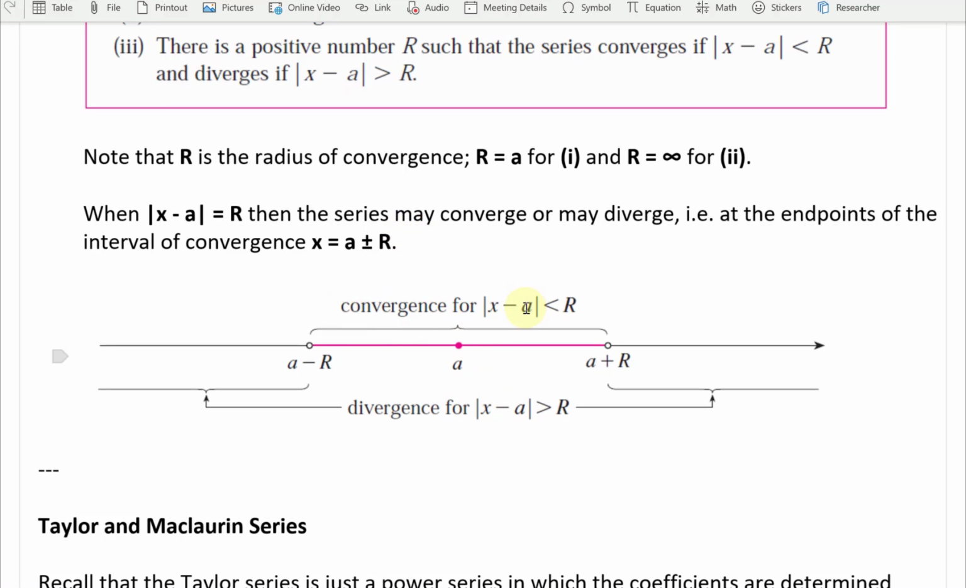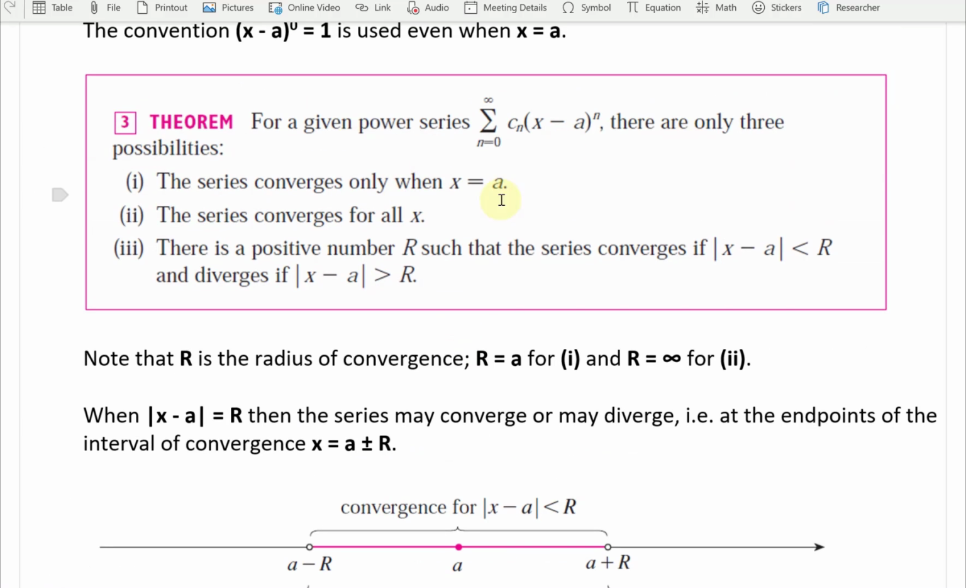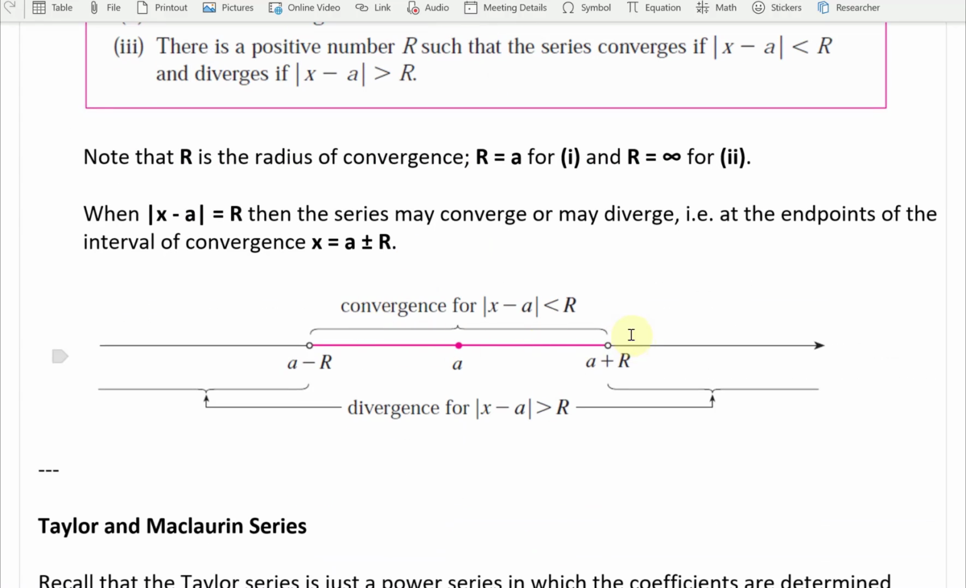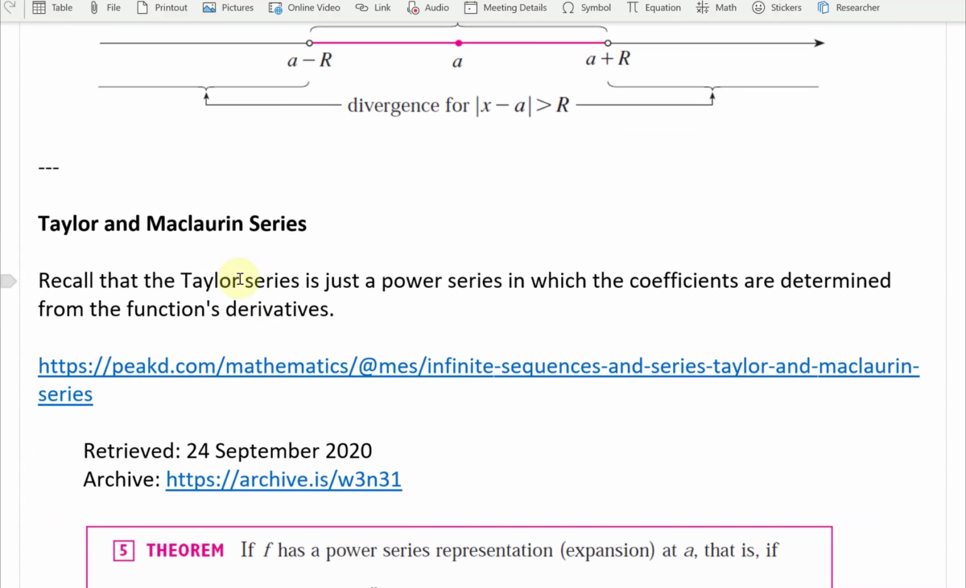So convergence for the absolute value of x minus a is less than r, like this, and then this is filled in for x equals a. X equals a is filled in because remember it always converges for that. And at the endpoints a plus r and a minus r, it's an open circle there, because it may or may not converge. And then beyond that radius of convergence, it's always going to be divergence. Anyways, let's go further to Taylor and Maclaurin series.